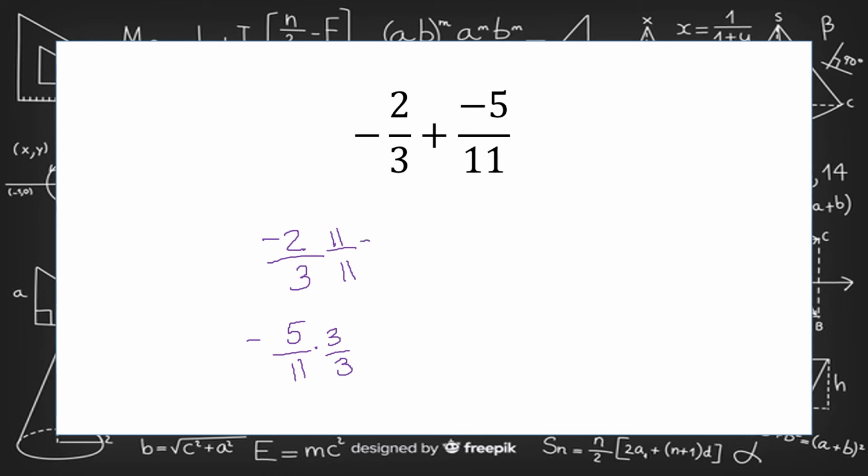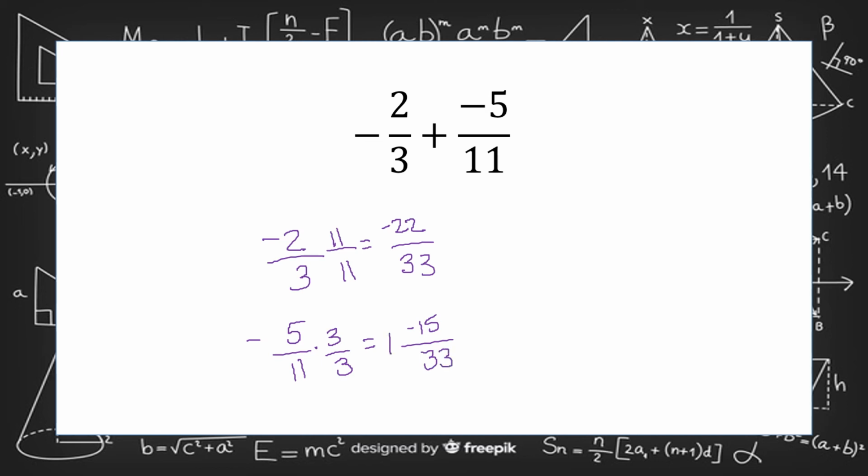I do that. I make sure the fraction I am multiplying by still leaves that equivalent. So negative 2 times 11 is negative 22. 3 times 11 is 33. Negative 5 times 3 is negative 15. And 11 times 3 is 33.